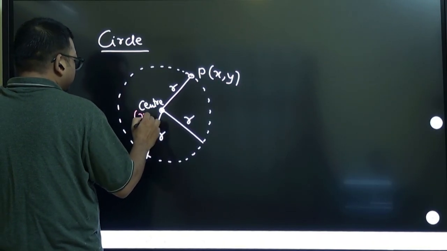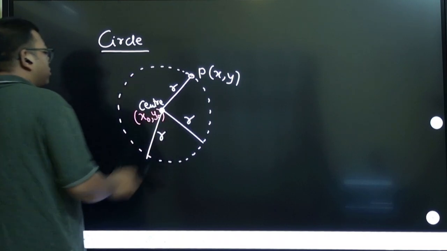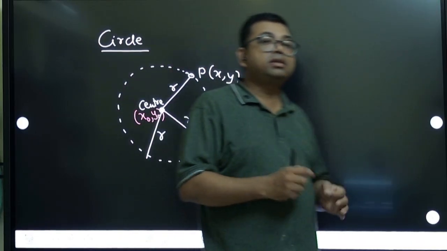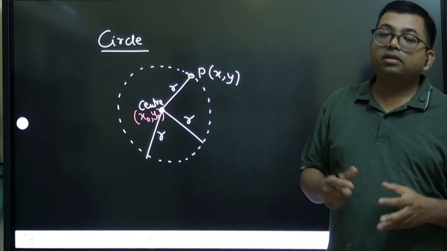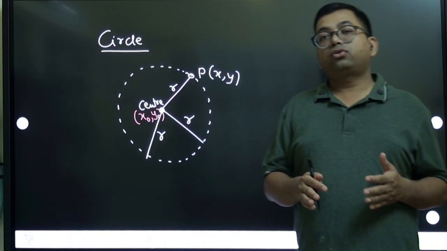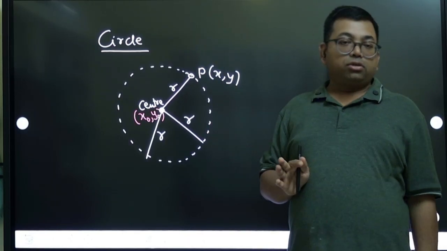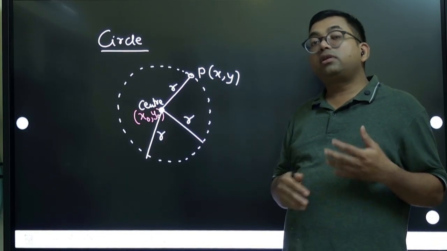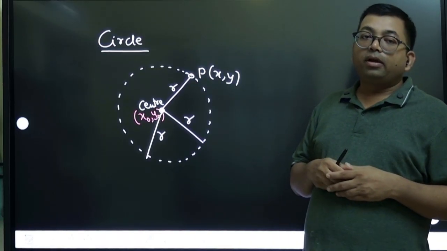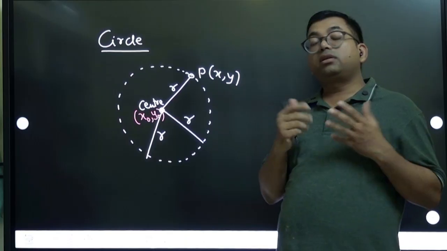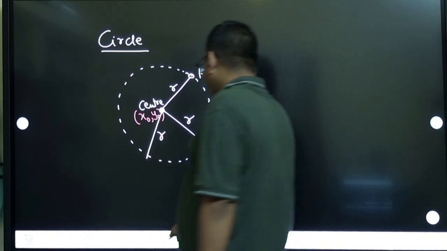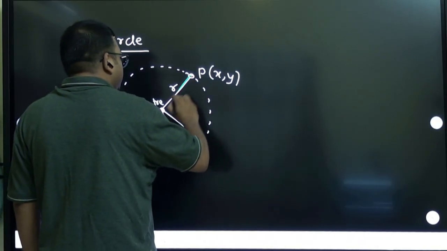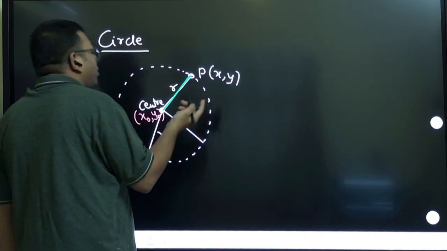Let us say the center is x naught comma y naught. x naught comma y naught is the center, r is the radius. To draw a circle you need two things, center and radius. If you know the center and radius, you can draw a circle. So I want to get the equation of this circle. The equation of this circle means we want a relation between x and y, and the radius is given and the center is given. So very simple, we can apply the definition here, that is, the distance formula. This distance will always remain constant.